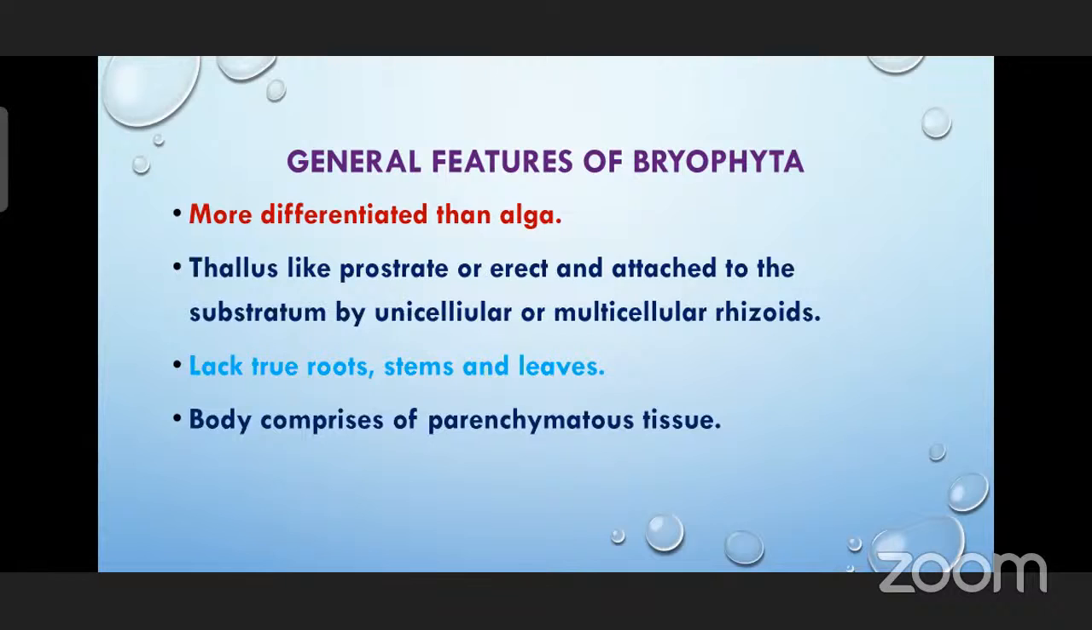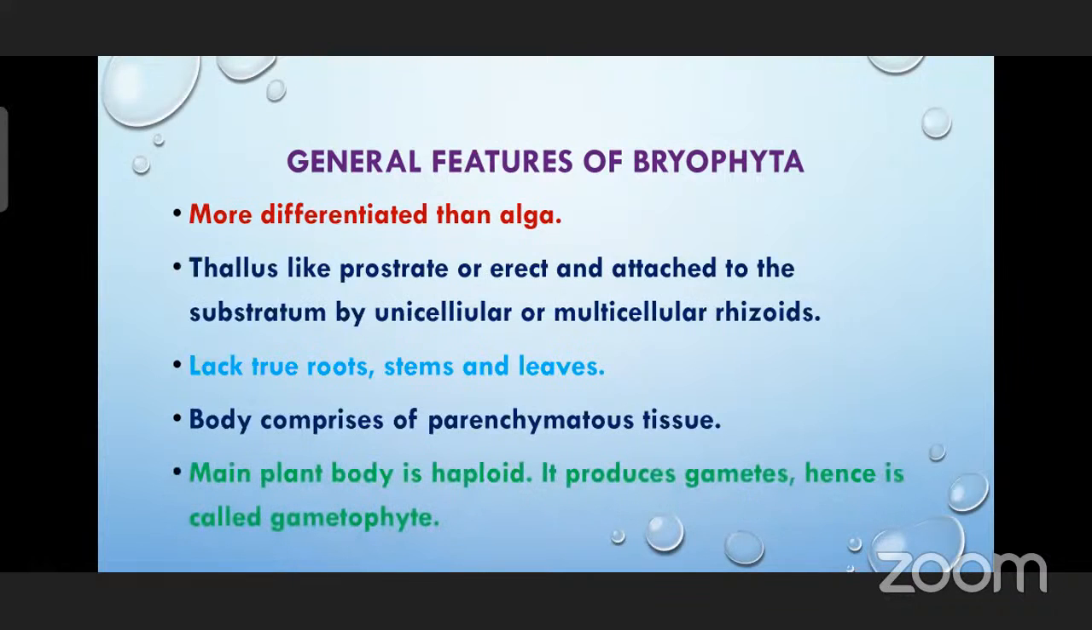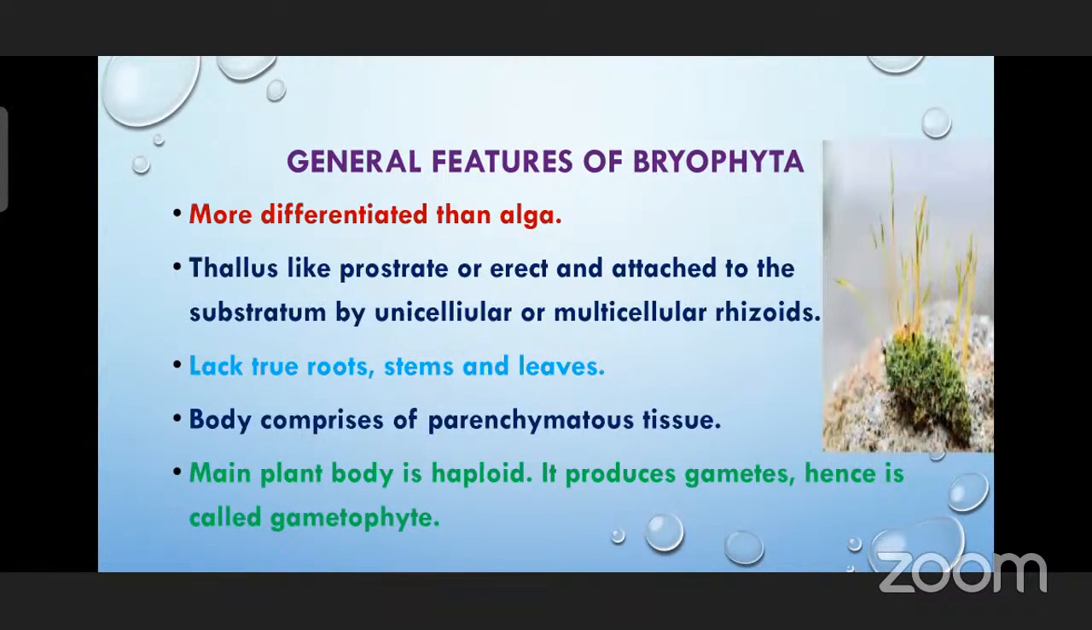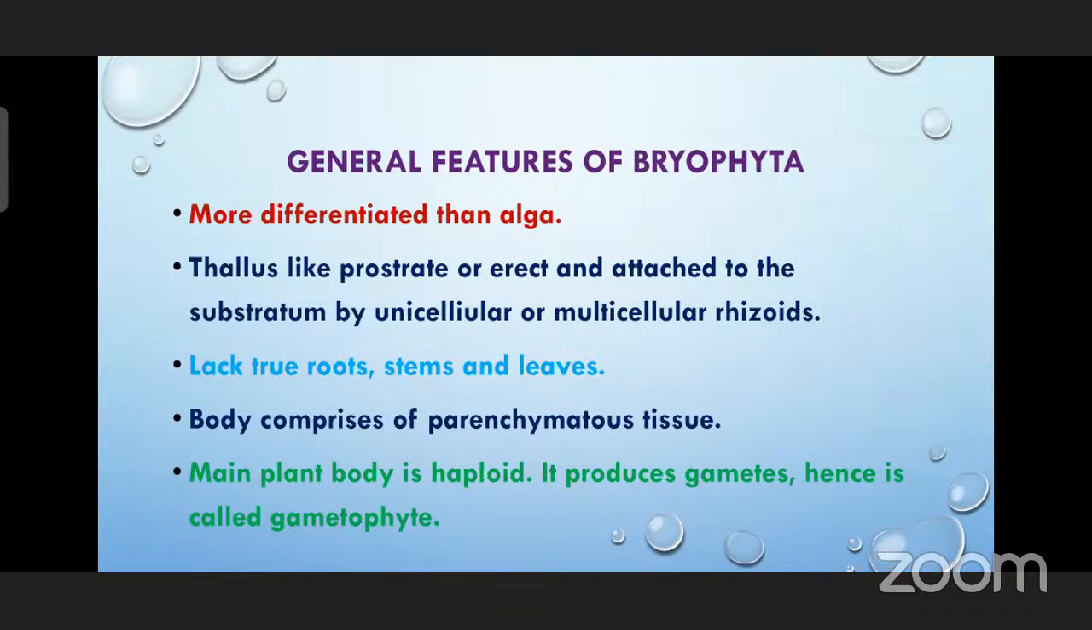Parenchymatous tissue is living tissue, and collenchyma and sclerenchyma are dead tissues, which give more mechanical strength and support to the plant body. Here we can see only parenchymatous tissue, and the main plant body is haploid. Haploid means only one set of chromosomes. It produces gametes, hence it is called gametophyte. The gametes are haploid only, but they are formed from a diploid cell, the zygote. And these gametes are going to germinate and become the gametophyte.